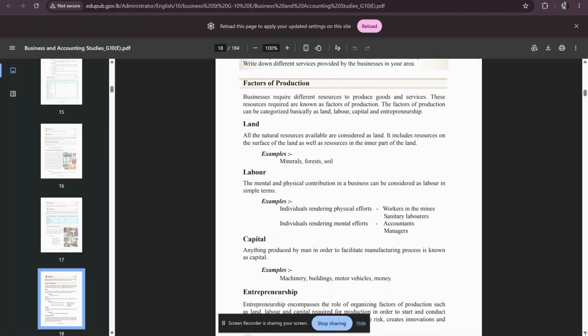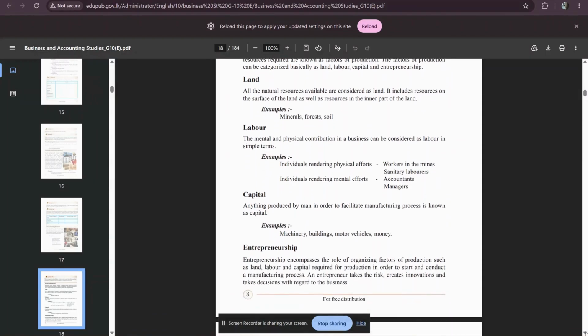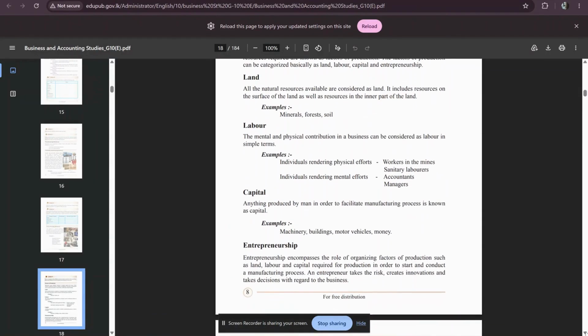Labor: the mental and the physical contribution in the business can be considered as labor in simple terms. Individuals rendering physical effort, working in the mines, sanitary laborers, and individuals rendering mental effort, accounting managers, all are considered as labor. Capital: anything produced by man in order to facilitate the manufacturing process is known as capital. Capital can be cash, money, buildings, motor vehicles, etc.